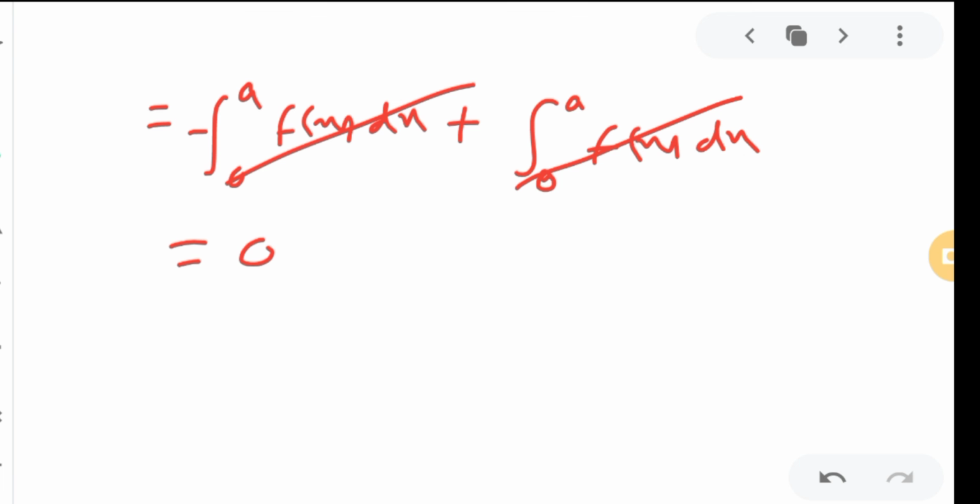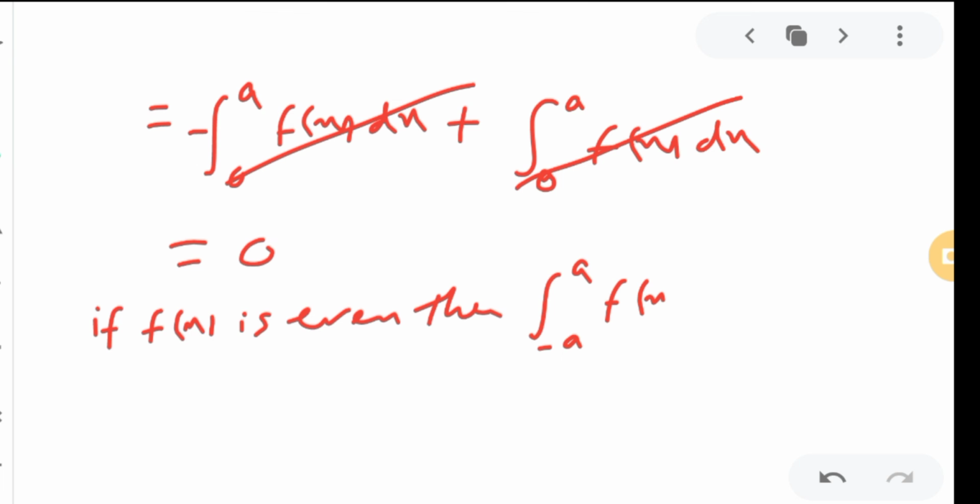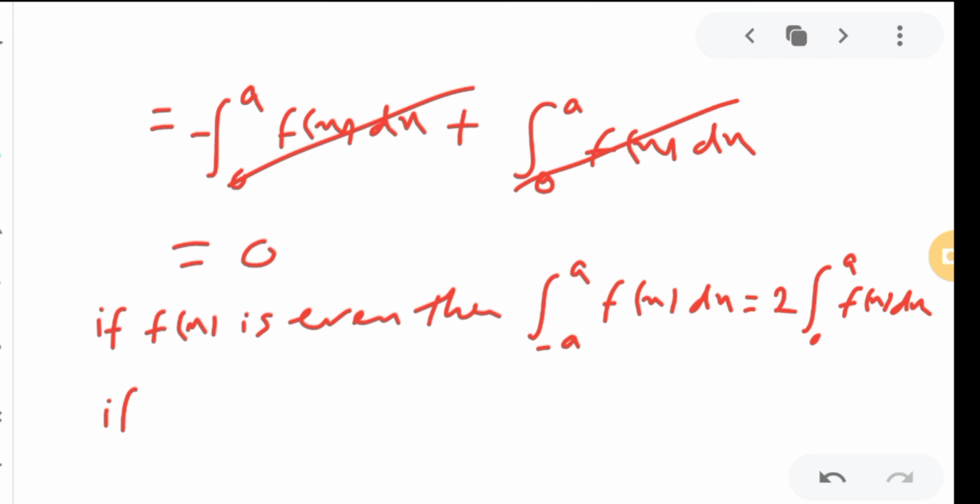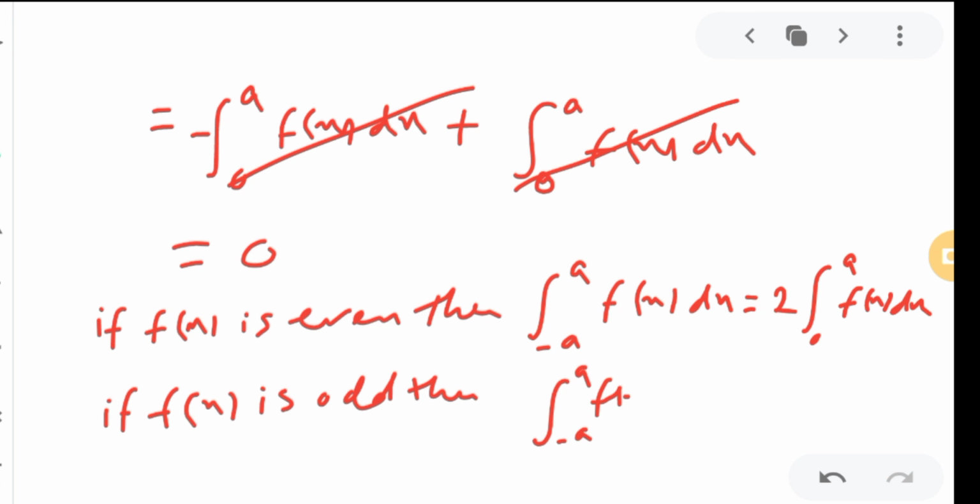LHS is 0. So I am just summarizing: if f(x) is even, then the integral from minus a to a of f(x) dx is equal to twice the integral from 0 to a of f(x) dx. If f(x) is odd, then the integral from minus a to a of f(x) dx we got as 0, and hence proved. Okay, so I hope you understood.